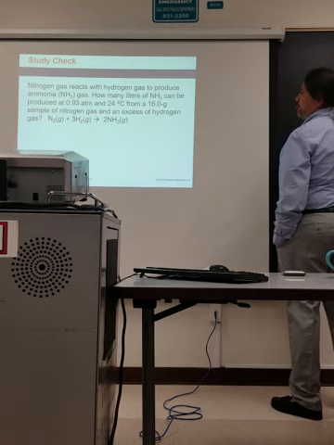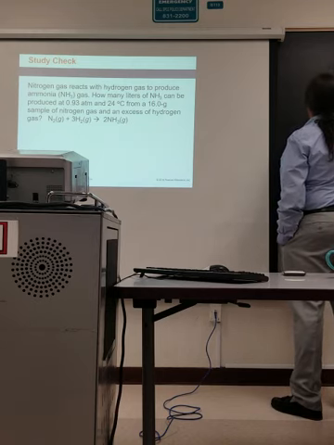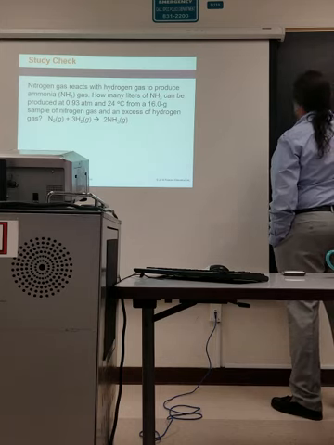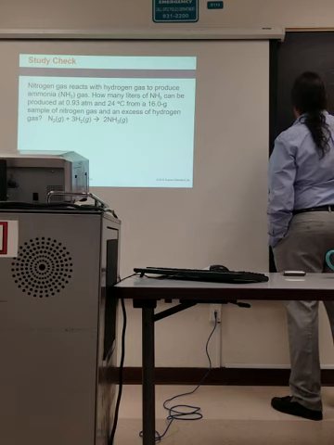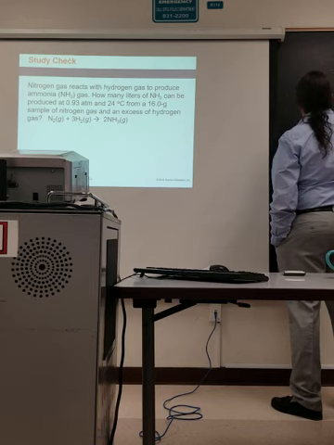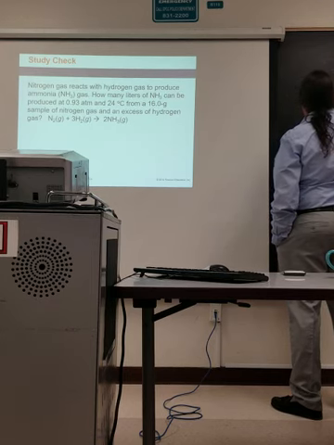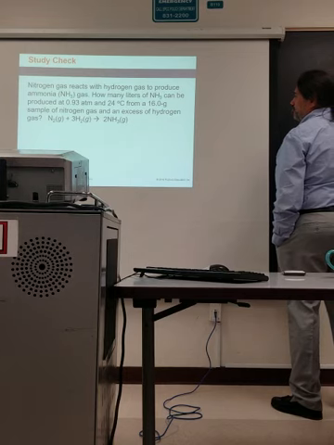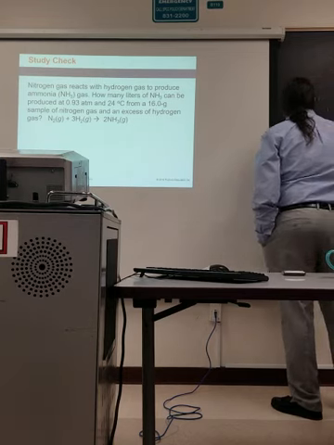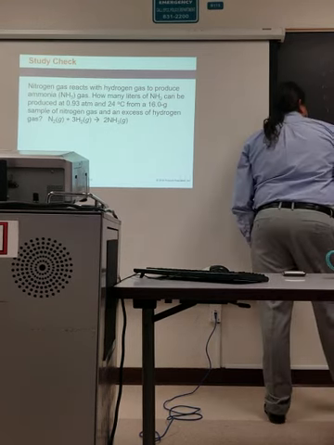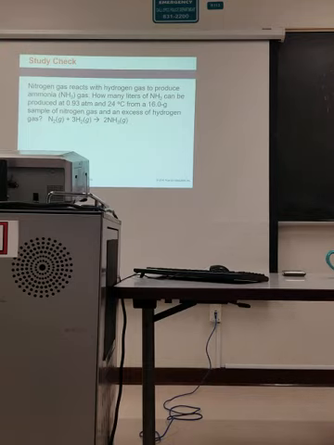So we have a pressure of 0.93 atmospheres. We want to know what this volume is. We do not have the moles, but we have the mass. And the temperature. So we're looking for the volume of nitrogen.